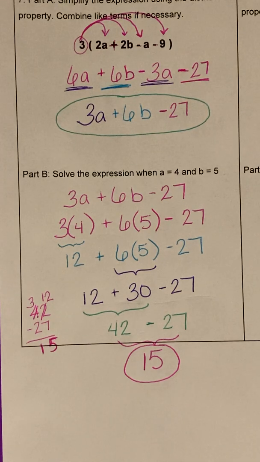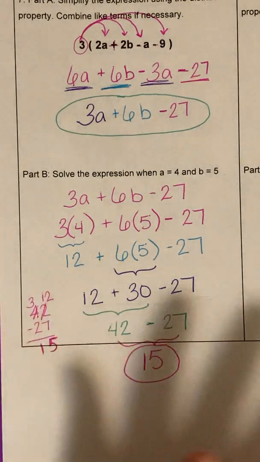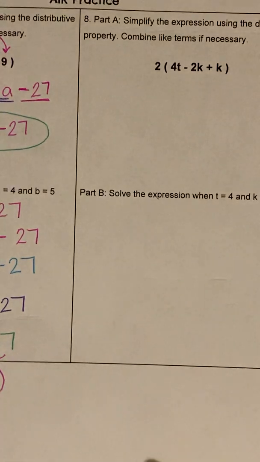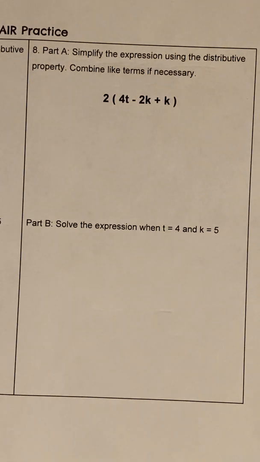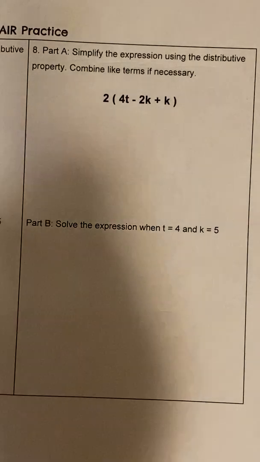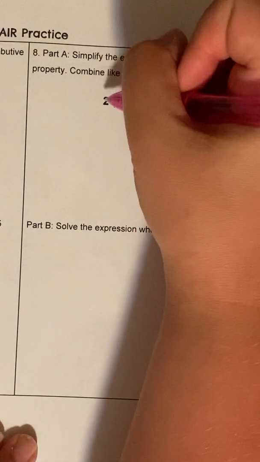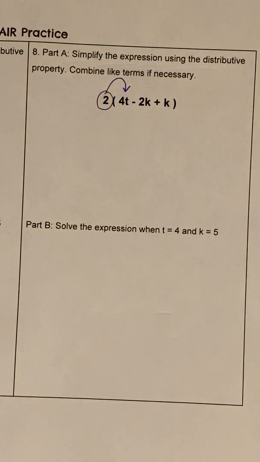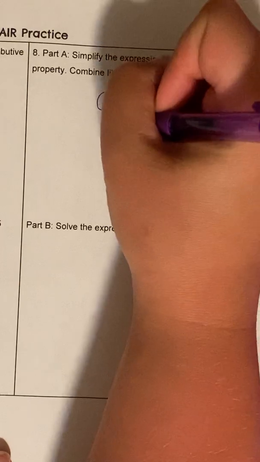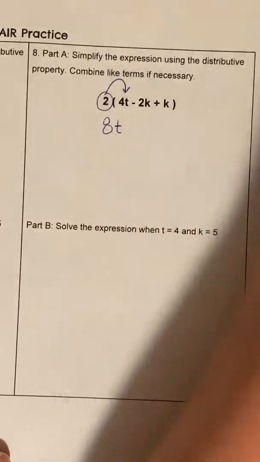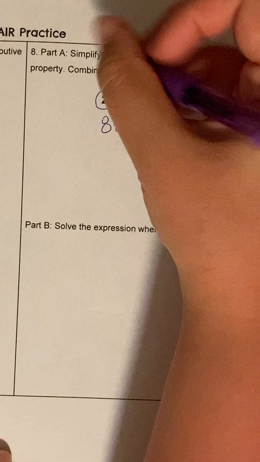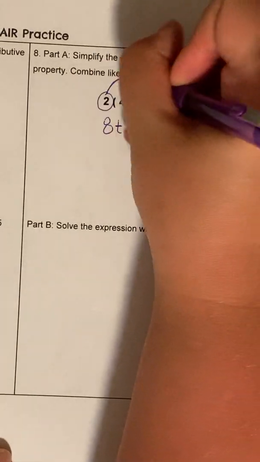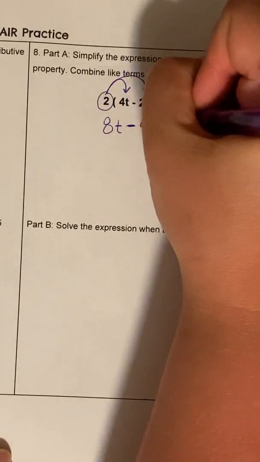All right, let's take a look at number 8. We're almost done. I am so very proud of you all. Part A and Part B again. We can do it. We just did it. All right, so Part A, simplify the expression using the distributive property. Combine like terms if necessary. So let's use our distributive property here. We have 2 times 4t. So what is 2 times 4? Well, that's 8. And I'm going to keep the t. Minus, I'm going to keep this subtraction here, minus what is 2 times 2? 2 times 2 is 4. Keep that k there.